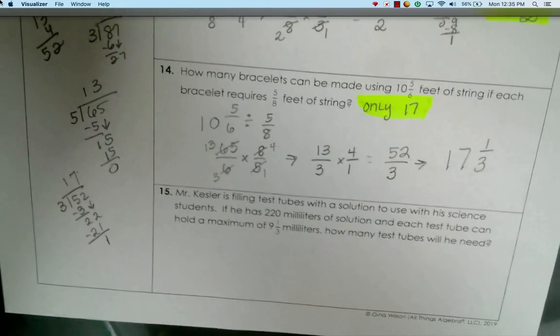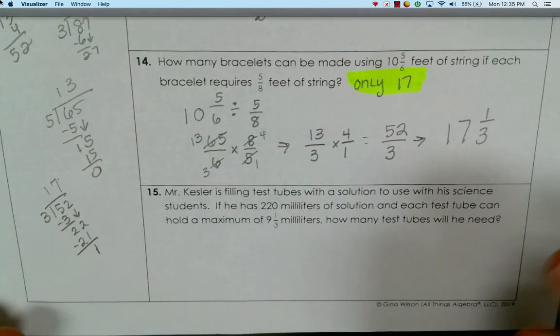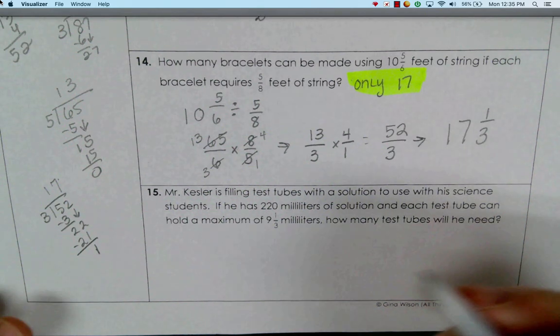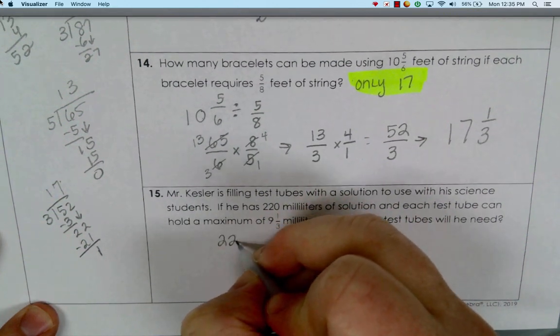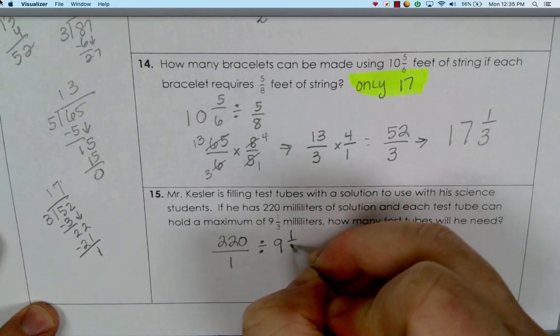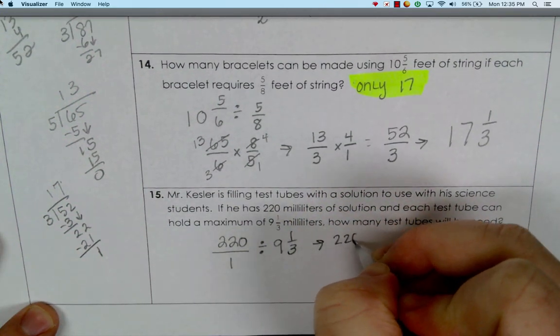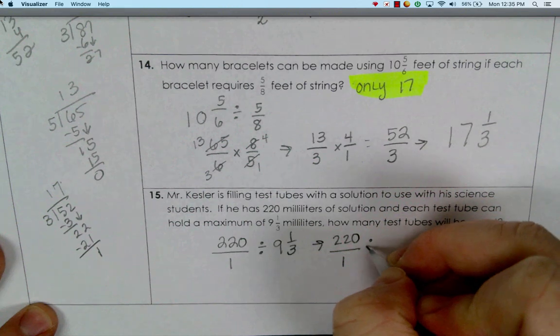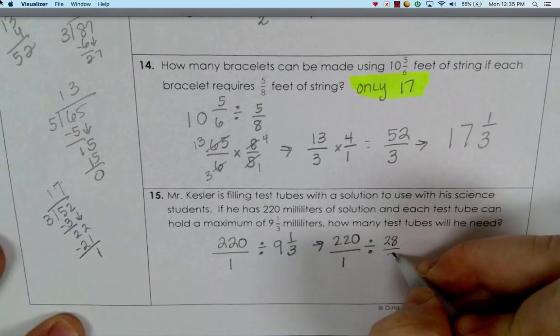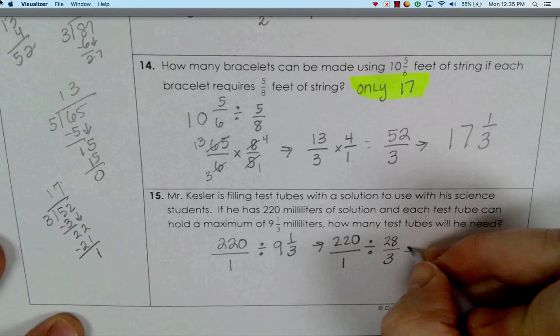Mrs. Kessler is filling test tubes with a solution to use with his science students. If he has 220 milliliters of solution and each test tube can hold a maximum of 9 1/3 milliliters, how many test tubes will he need? Well, here's the thing. 220, make it a fraction, over 1 divided by 9 1/3. 3 times 9 is 27, plus 1 is 28, over 3. Okay? Keep, change, flip.